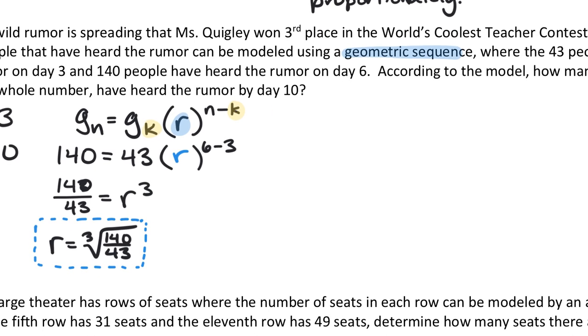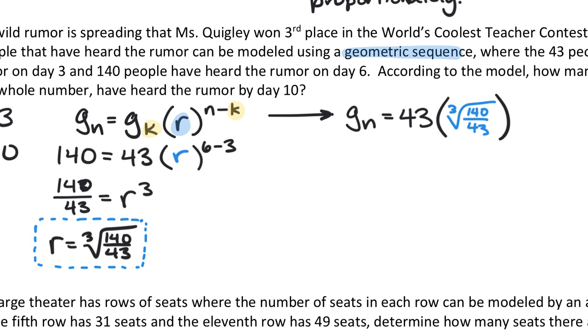But now we can go back to this formula and plug in the yellow and the blue, which means my formula would now say G sub n equal to 43 times the cube root of 140 over 43 raised to the n minus 3 power.